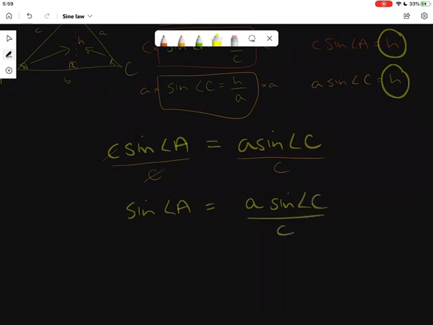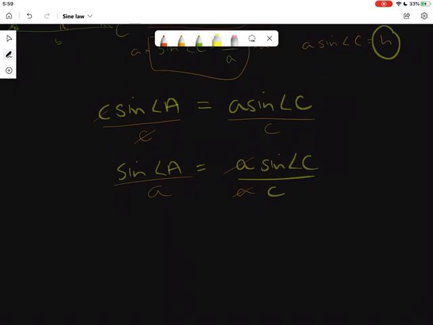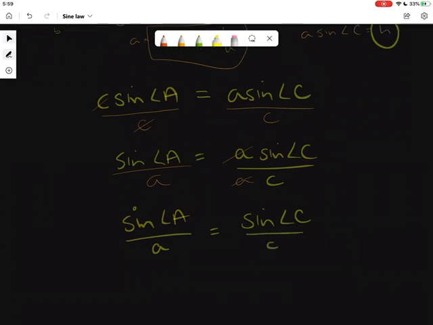In the next step, I'm going to divide both sides by A. So I'm going to divide this side by A, so that will cancel, and I'm also going to divide this side by A. And so now I have sine of angle A over side length A equals the sine of angle C over side length C.